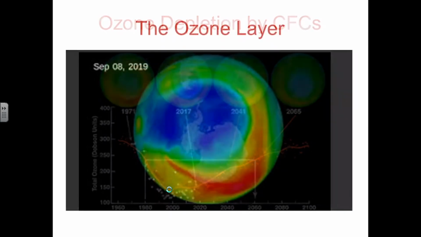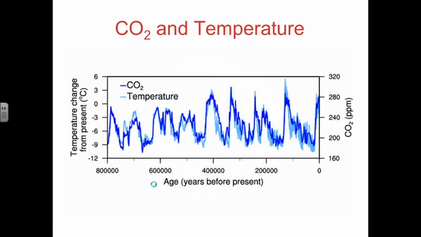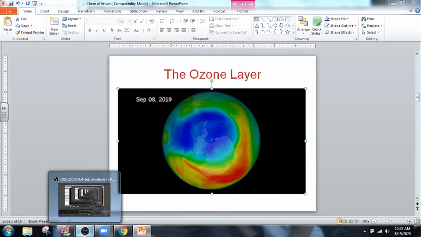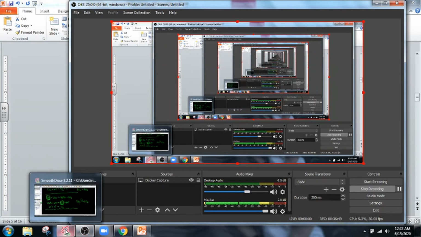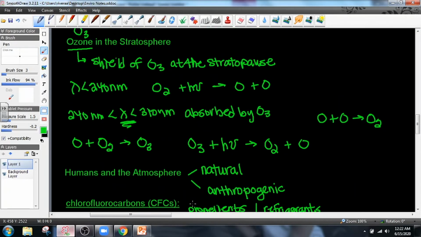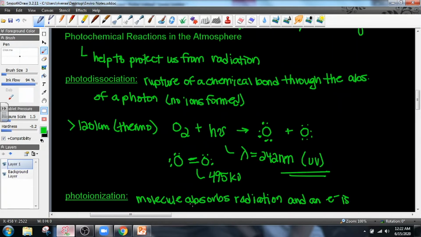Okay. Now, on to talking about CO2 and its effect on climate. Greenhouse gases.